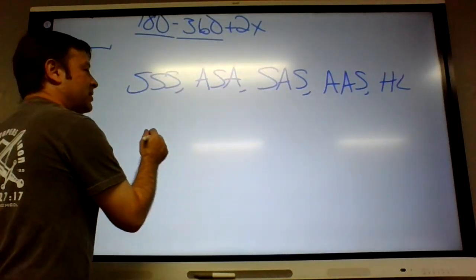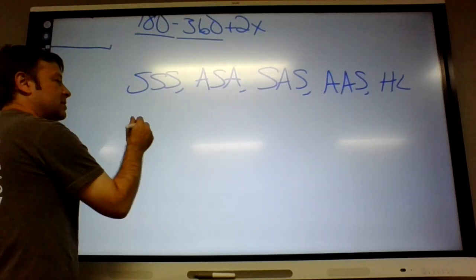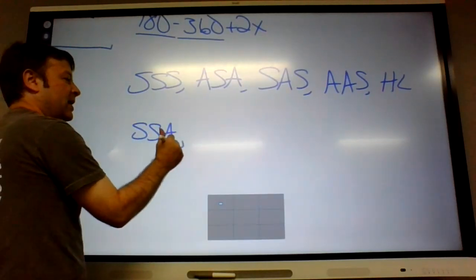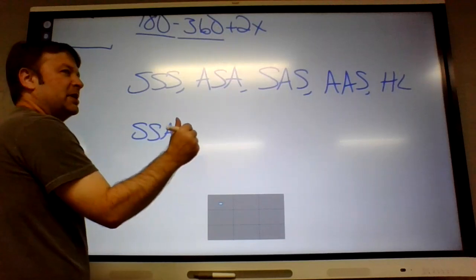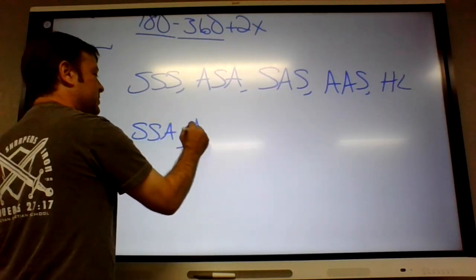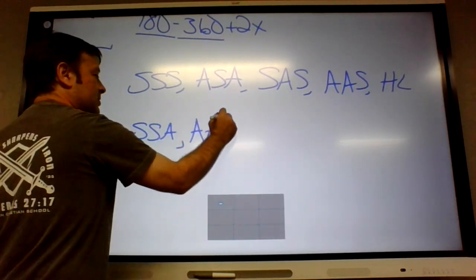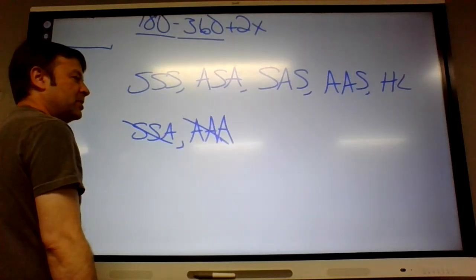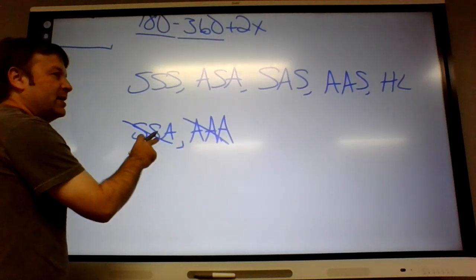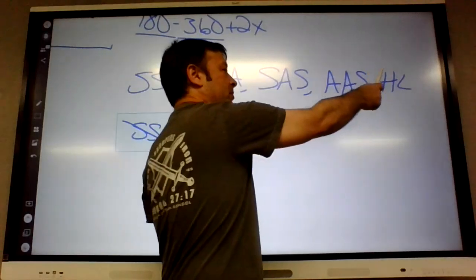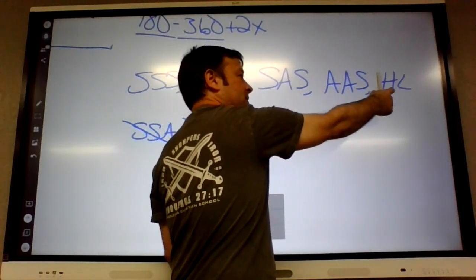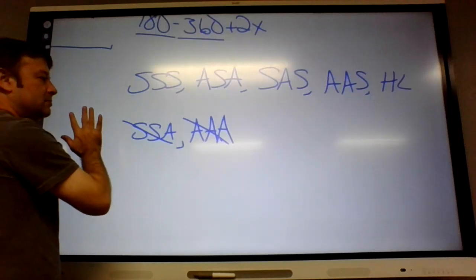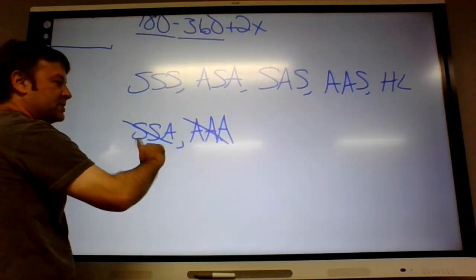So what are the ones that don't work? Maybe we should mention those. Side, side, angle, the bad word, y'all. And angle, angle, angle. So pretty much everything but those. Side, side, angle does work on right triangles, but we call it hypotenuse-leg. So basically anything but these is okay.